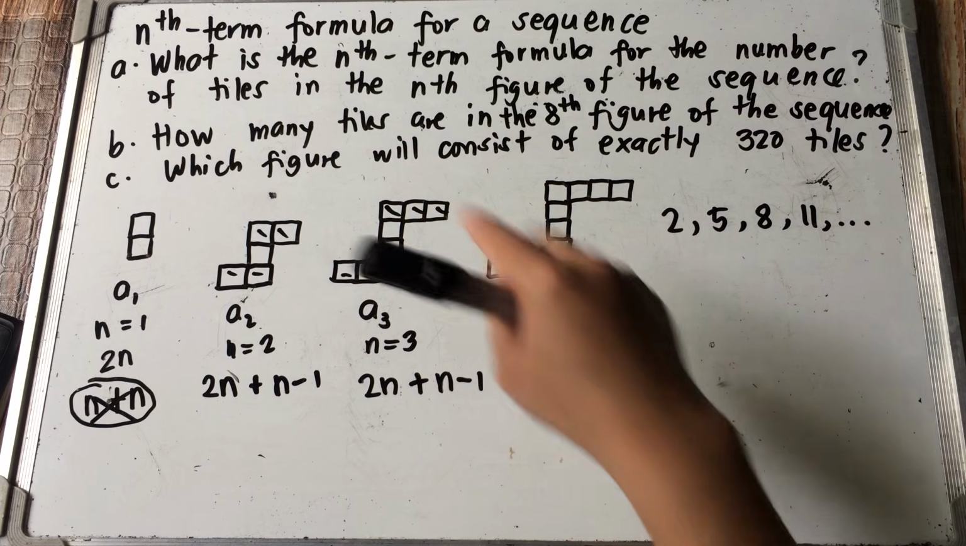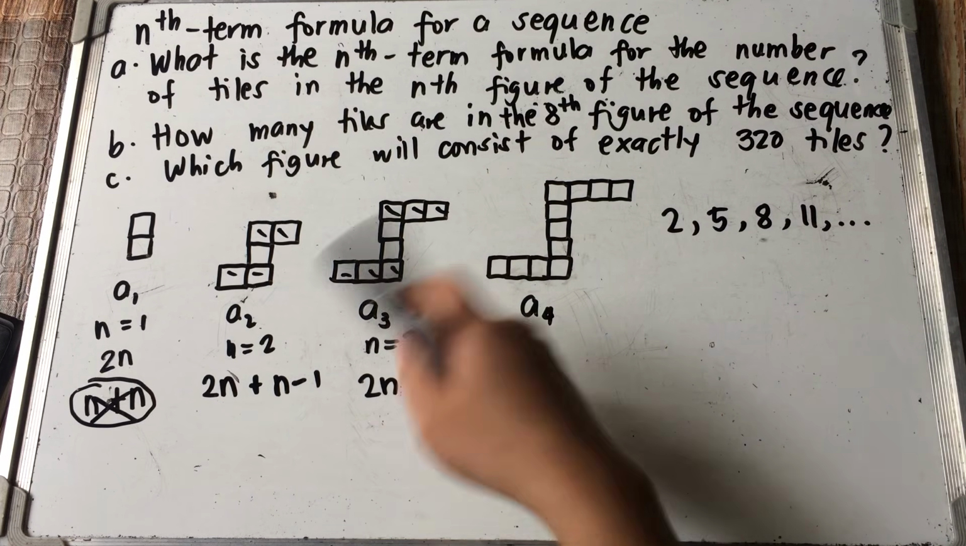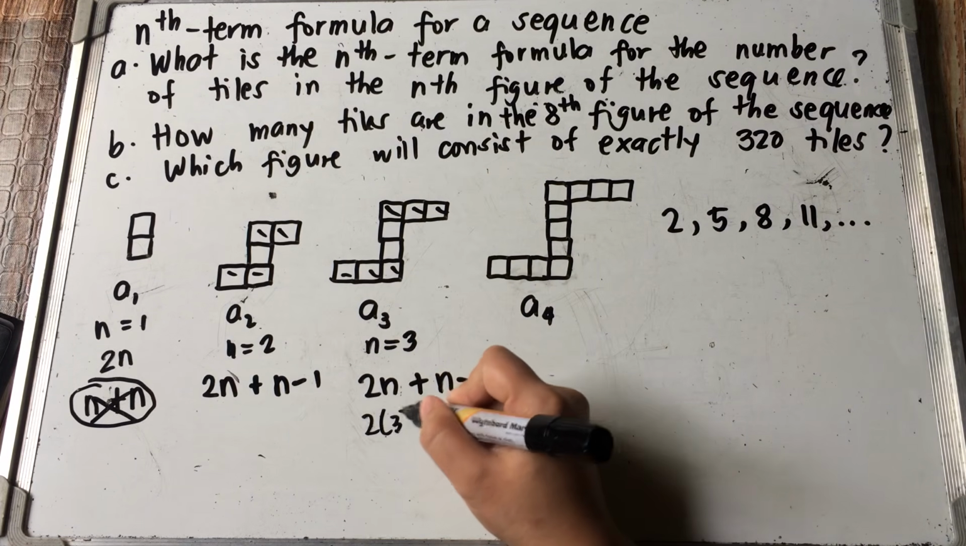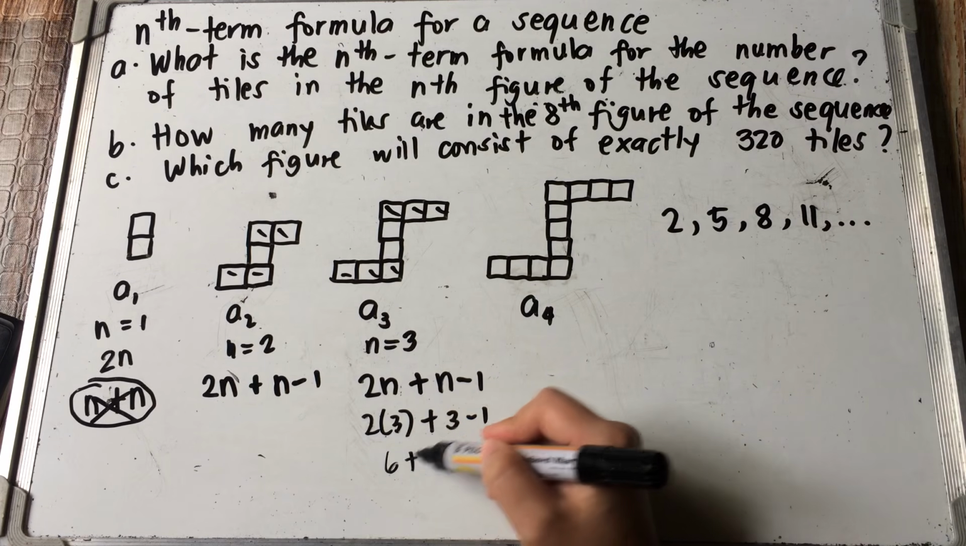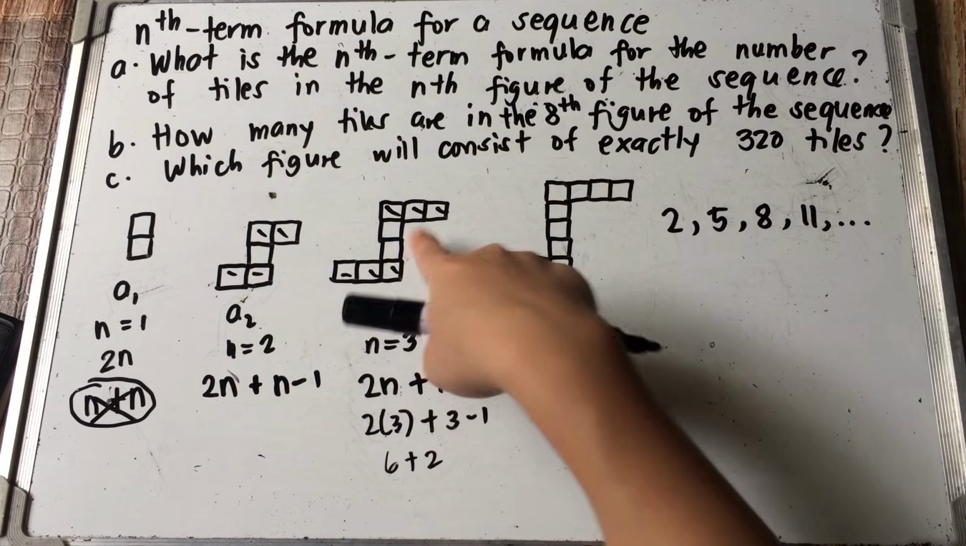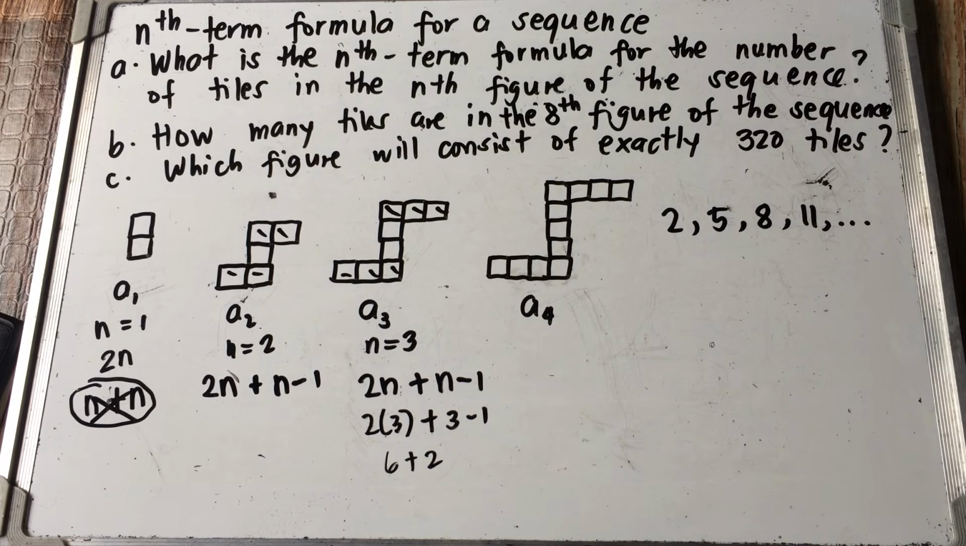So, plus 2. So, kung ipapalit mo nga dito ang n, so 2 times 3 plus 3 minus 1, so iyan ay 6 plus 2. So, tama pa rin yung ating magiging sagot. So, that is equal to 8. And then, ganun din sa n equal to 4.